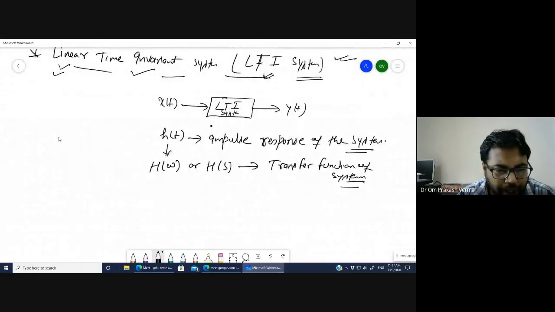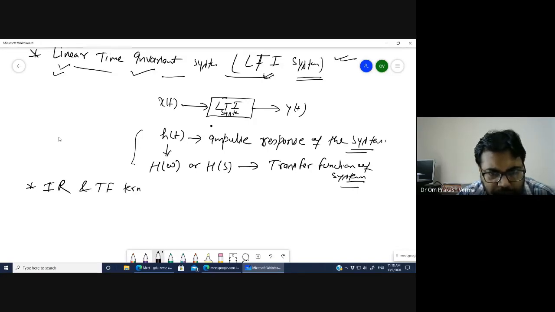So now, why are we going to deal with the impulse response of the system? First we try to understand why we are dealing with this problem, then we will start the impulse response. The impulse response and the transfer function, these terms are used only and only for the LTI system.